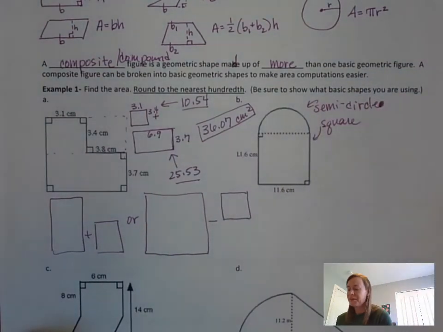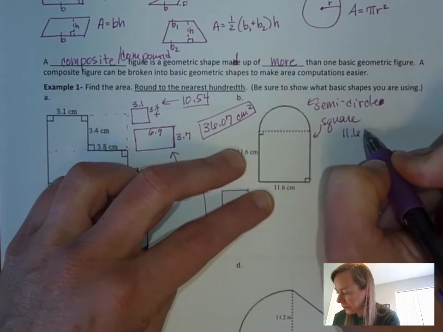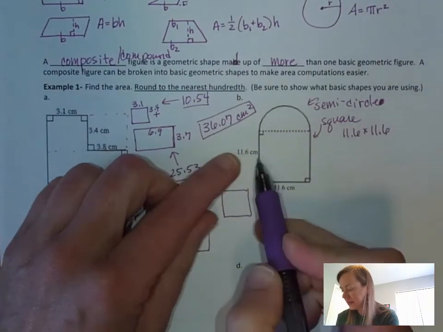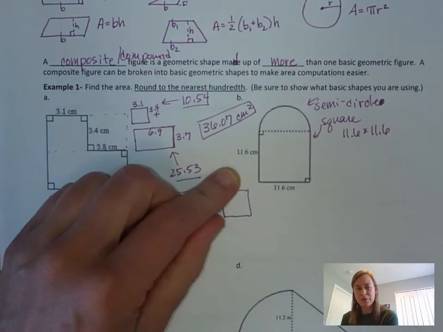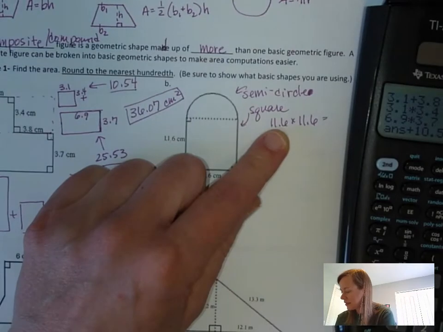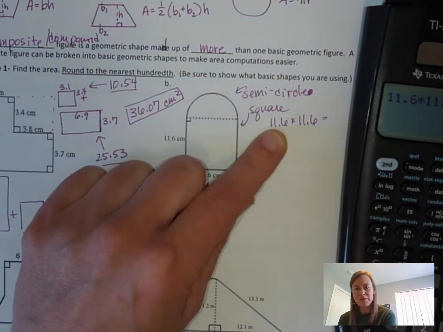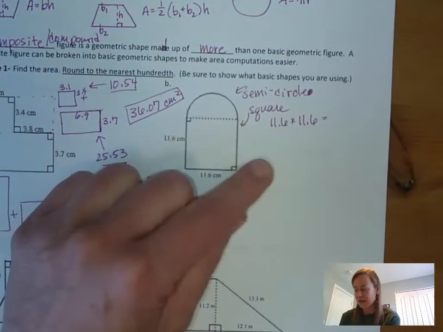Okay, so for the square, let's go ahead and do 11.6 times 11.6. That's just the length times the width, or you could say side squared if you want to. 11.6 times 11.6 gives us 134.56.